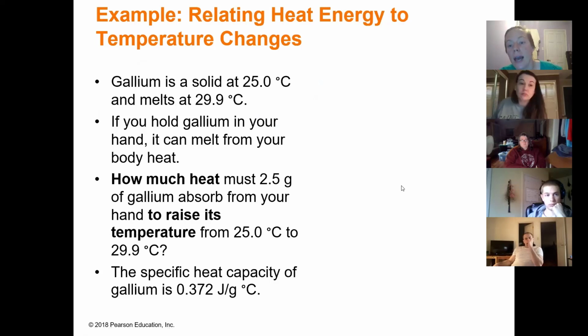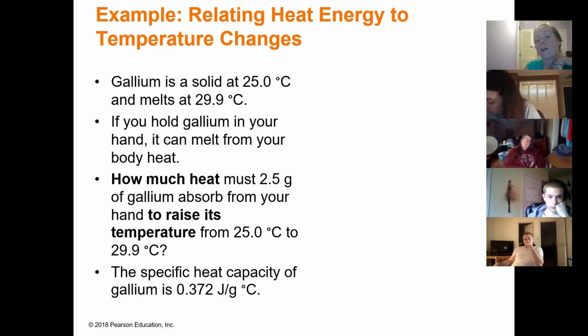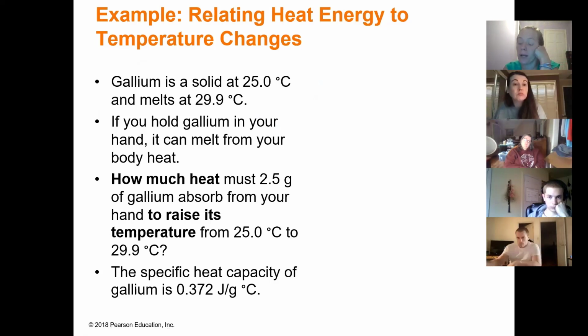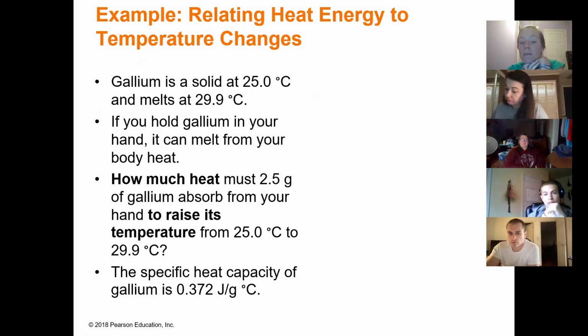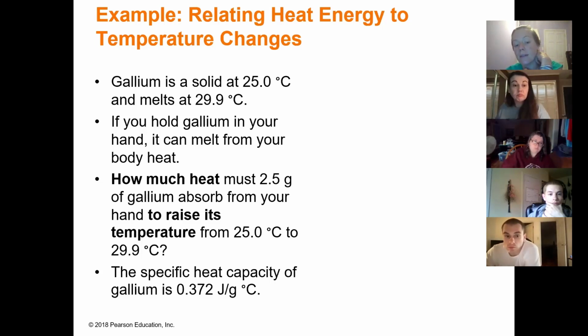So there's a material called gallium, and it is solid at 25 degrees Celsius, and it melts at 29.9 degrees Celsius. All right, so it's right about your body temperature that this stuff will start to melt. So if you hold it in your hand, you can actually melt it just by the heat of your hand that your body's giving off. So this problem is asking how much heat must 2.5 grams of this gallium absorb from your hand to raise its temperature from 25 degrees Celsius to 29.9 degrees Celsius. And it says the specific heat capacity of gallium is 0.372 joules per gram degree Celsius.